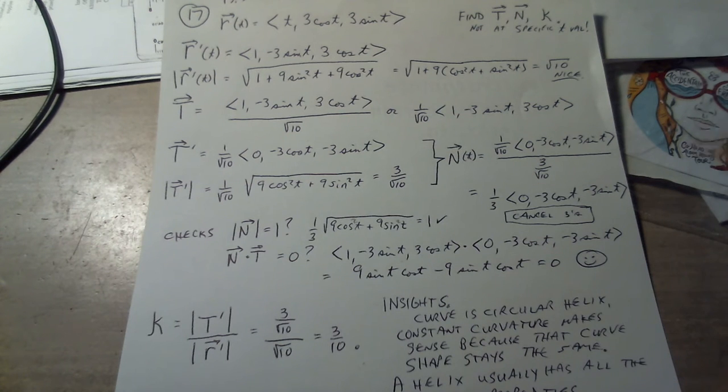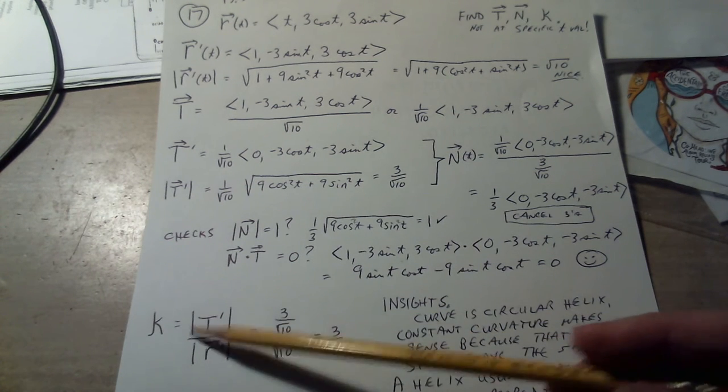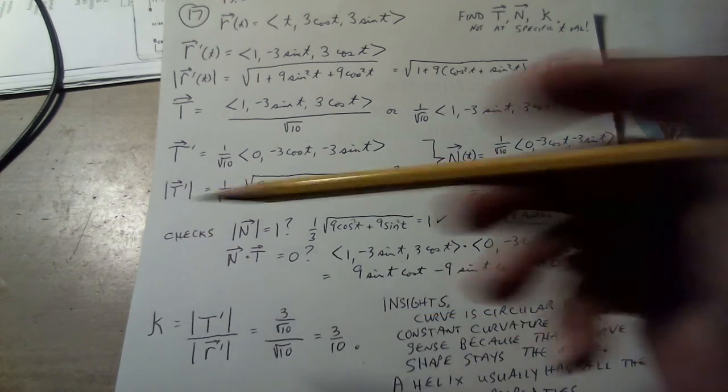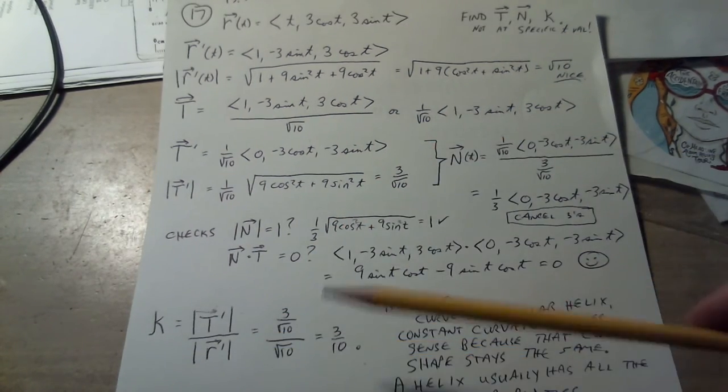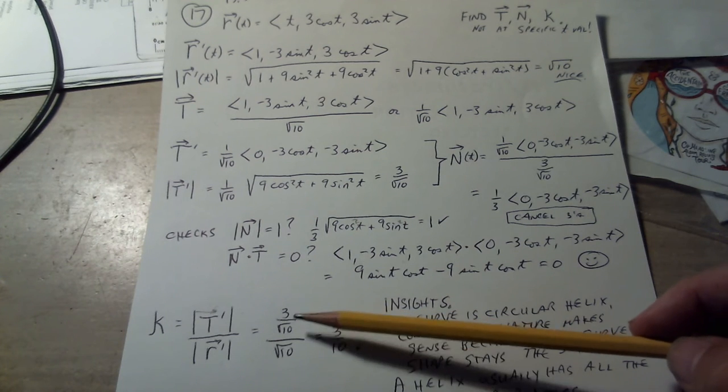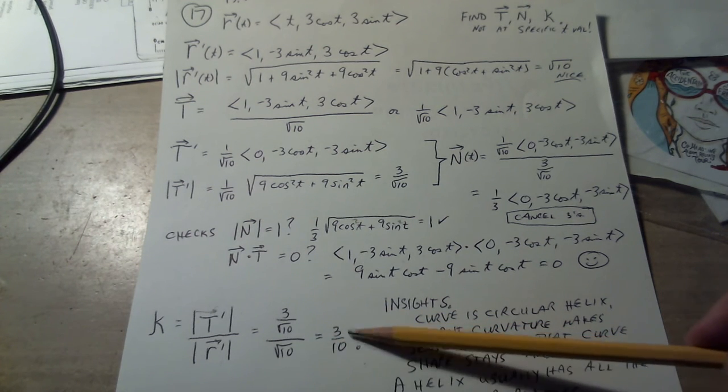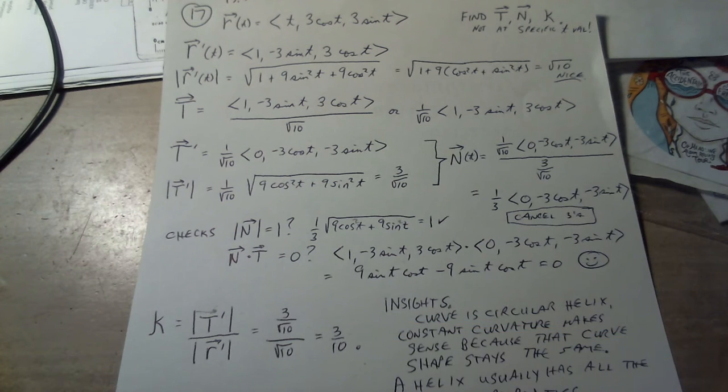And so the last thing was the curvature, which is the size of vector T prime divided by the size of r prime. And so 3 over square root of 10 divided by square root of 10 comes out to 3/10. And that's the book answer.